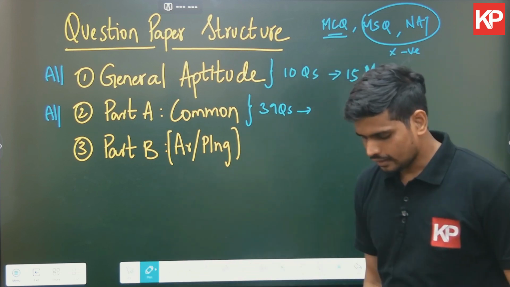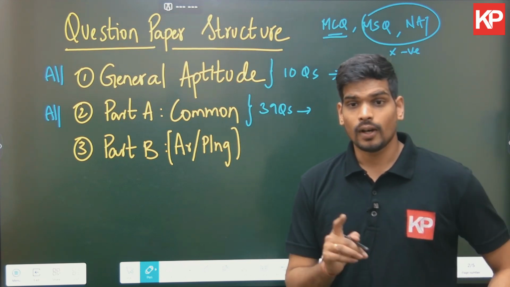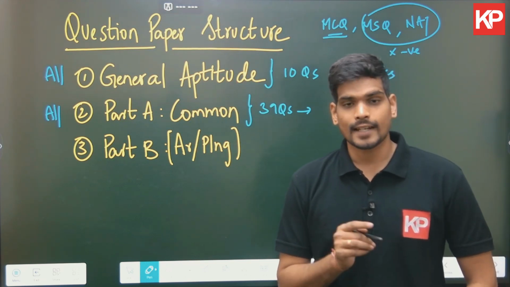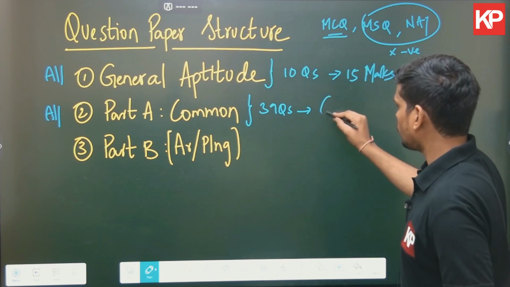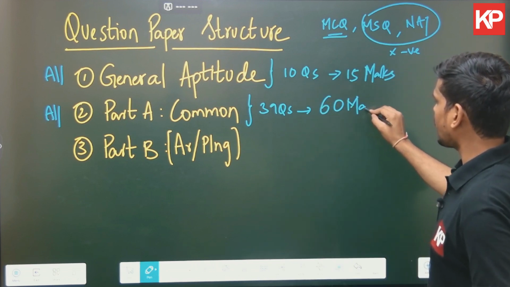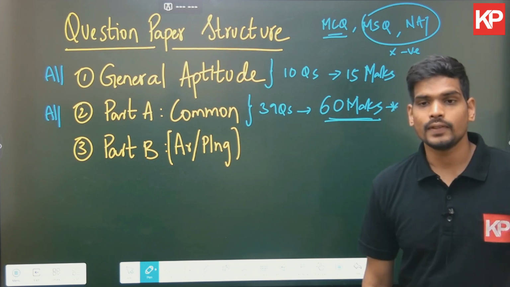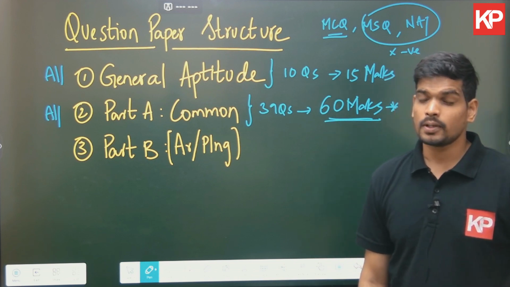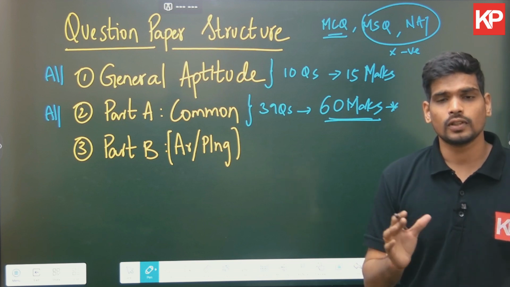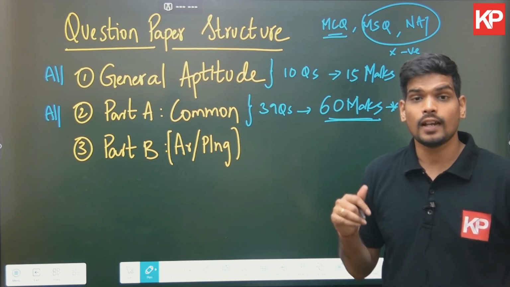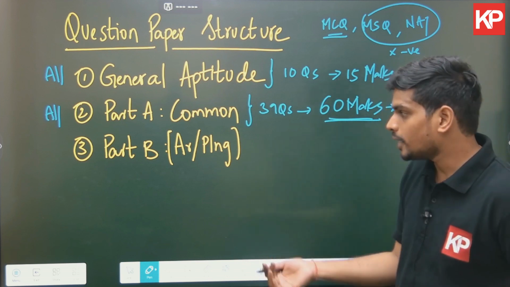So remember that there are 39 questions which you need to answer in the common part, and the total weightage carried by the common part is a maximum of 60 marks. That's the part with the maximum weightage in the GATE question paper. You have to place special emphasis on the subjects of the common part to score well and to get a good rank in the GATE examination.